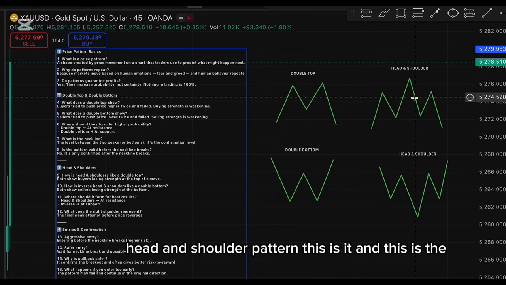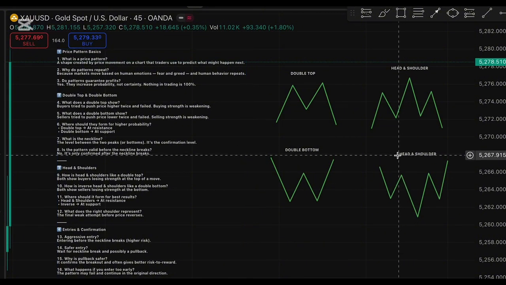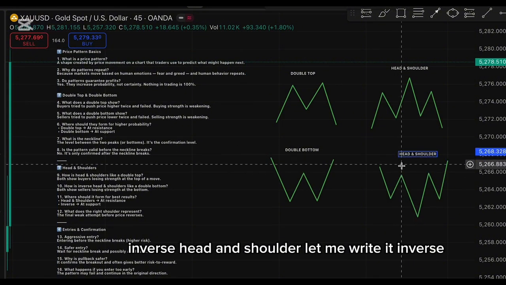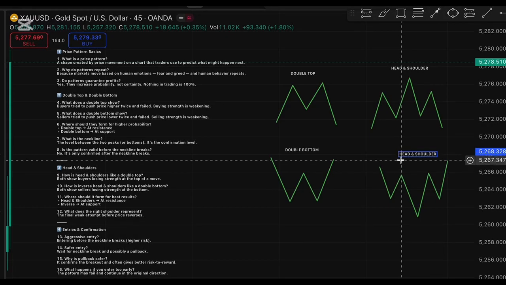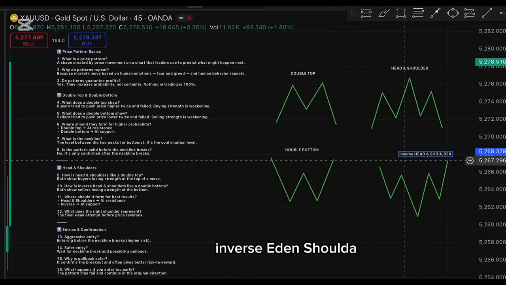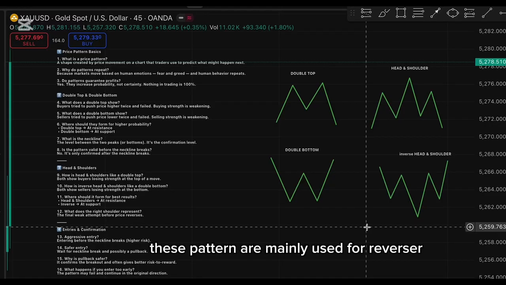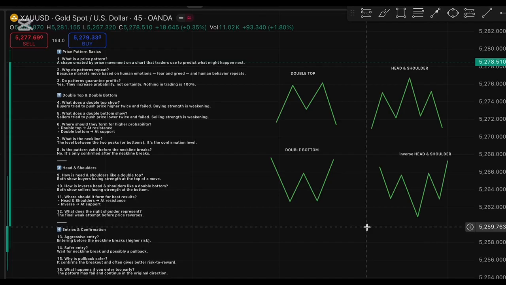Head and shoulder pattern. This is it. And this is the inverse head and shoulder. Let me write it. Inverse head and shoulder. These patterns are mainly used for reversal.